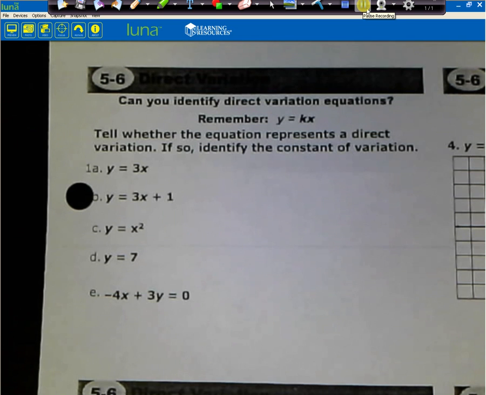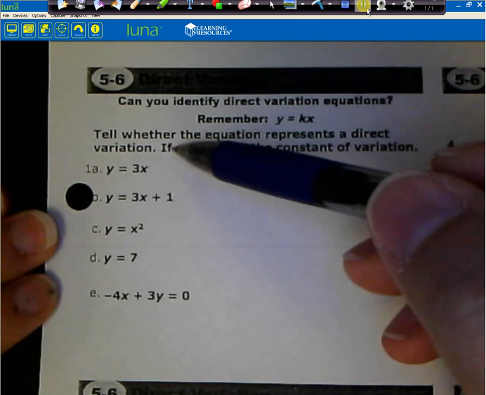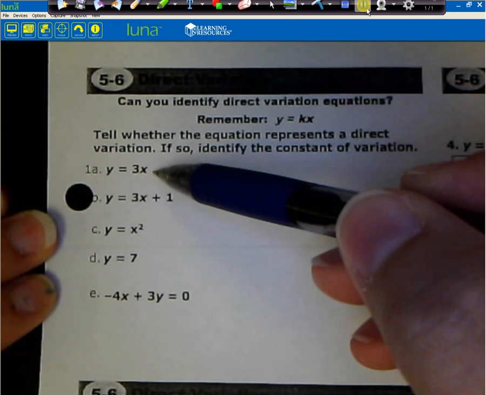All right, so this next one, our directions say, can you identify direct variation equations? Remember that direct variation is y equals kx. It wants us to tell whether the equation represents a direct variation, and if so, it wants us to identify that constant of variation, or the k. So we're going to look at part A right here. And it says y equals 3x.